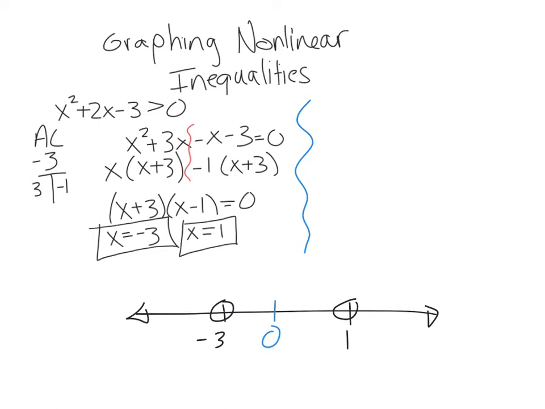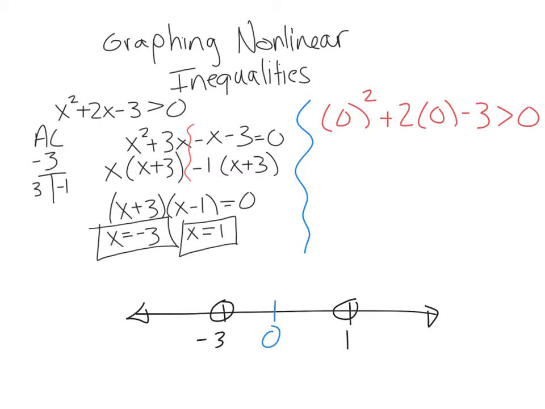Now, the reason I like testing 0 is because I have to plug the number I'm testing back into the original equation with the inequality. So I have 0 squared plus 2 times 0 minus 3 is greater than 0. Now, looking at this, the idea is that I'm going to determine at the end of simplifying, is this a true or false statement?